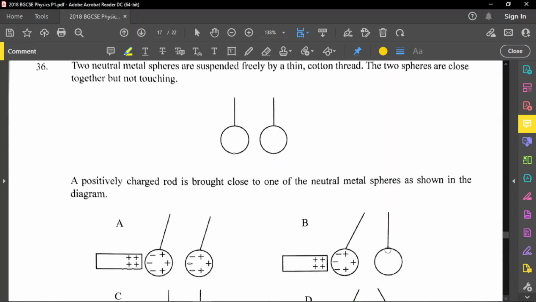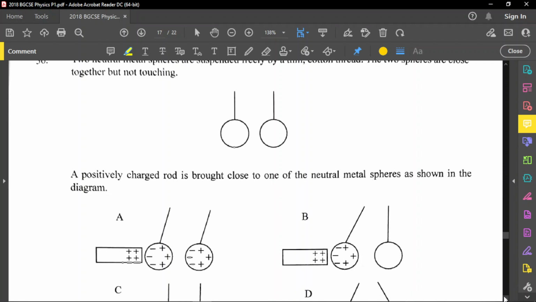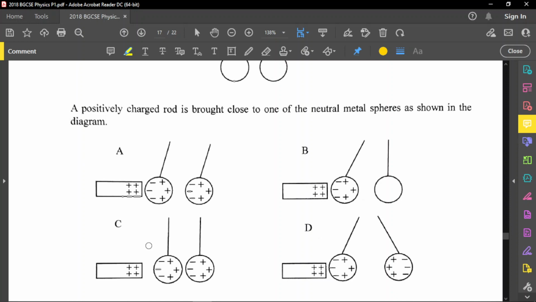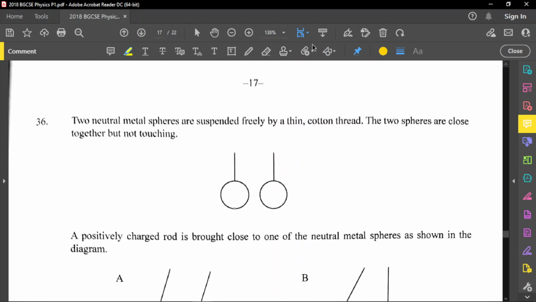A positively charged rod is brought close to one of the neutral metal spheres, as shown in the diagram. It's not showing where the positive charge is, but I'm going to show you something here. In the answer, all the positive is on the left. So in my diagram, we'll put my positive on the left. All right, so I put my positive right here.